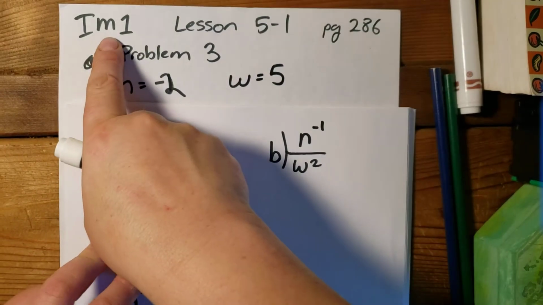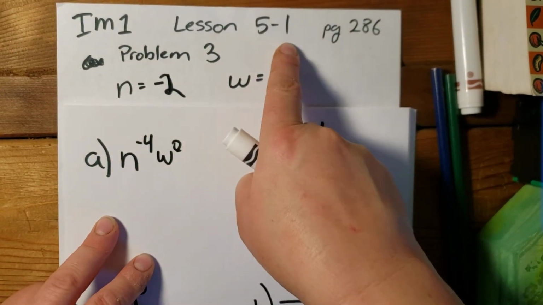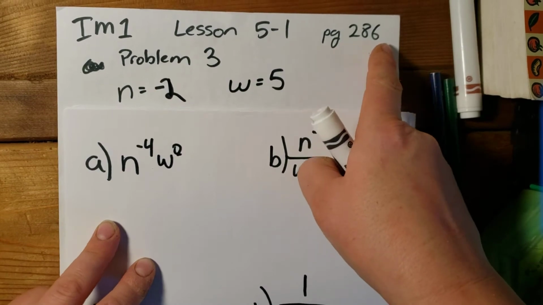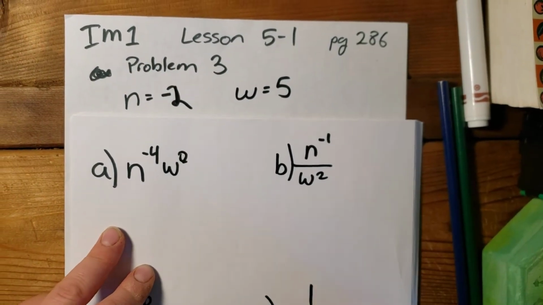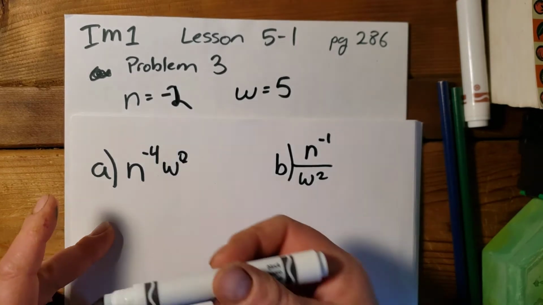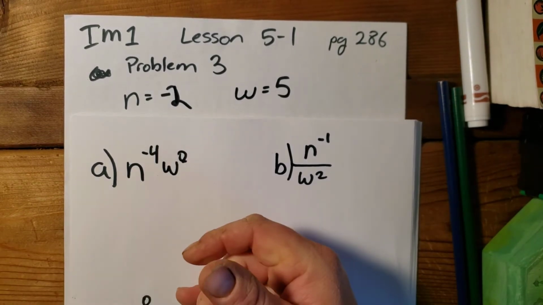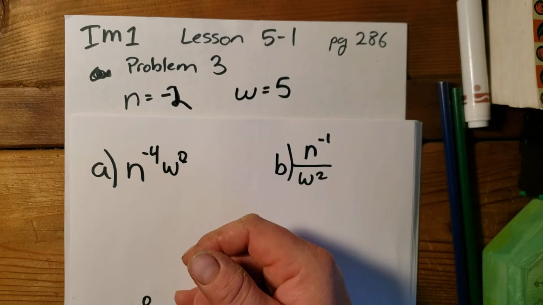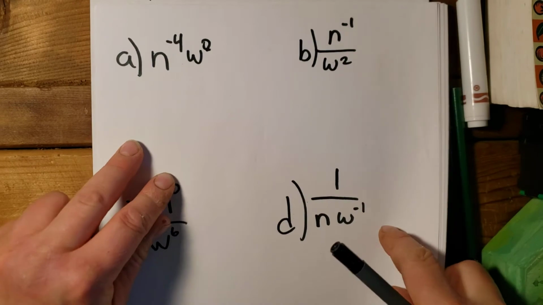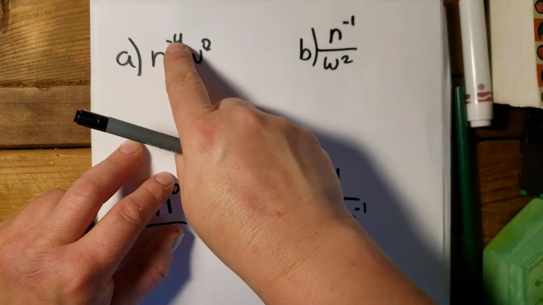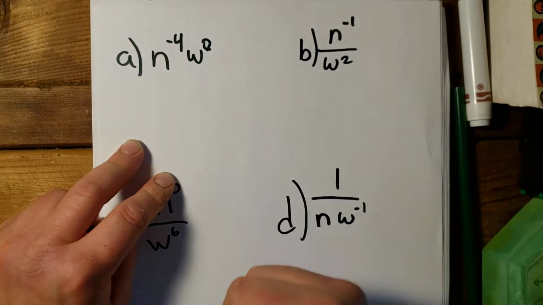Okay, this is IM1. This is lesson 5-1. I'm on page 286 and I'm doing problem 3. So in problem 3, it tells us to simplify these, and it tells us that n is equal to -2 and w is equal to 5. So the first thing is in A, we have n to the -4 and w to the 0.